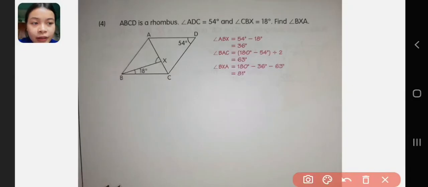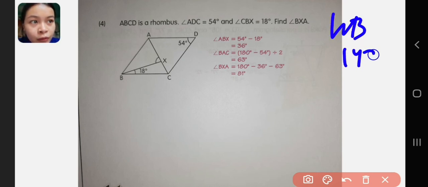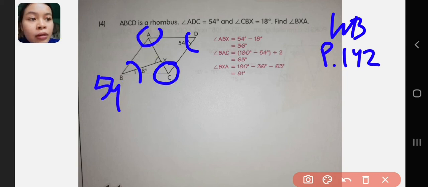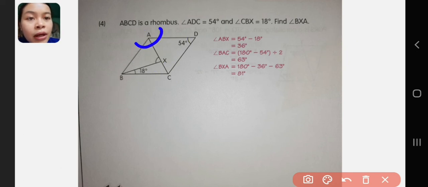Now Miss Sarah is going to continue explaining. This is workbook page 142. ABCD is a rhombus. ADC is 54, CBX is 18 degrees, find BXA. Before that, we need to identify each angle. Because this is 54, this is also 54. Then how about this one and this one? To find that, I'm going to draw it. This is BAD.